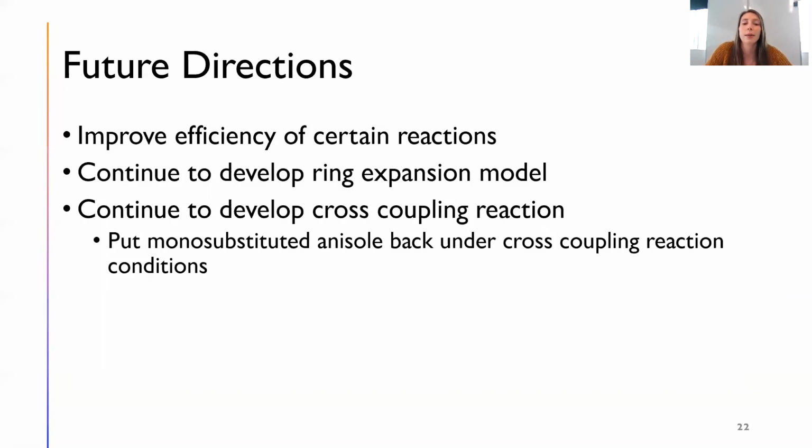And then I would want to continue to develop the cross-coupling reaction, which would primarily mean putting that mono-bromo-substituted anisole back under the cross-coupling reaction conditions, seeing if we can get that second bromine to come off. Maybe it just needs to be reacting for longer, or if that doesn't work, trying different ligands, trying different solvents, just changing the conditions, seeing if there's a way that we could get the product that we're looking for.